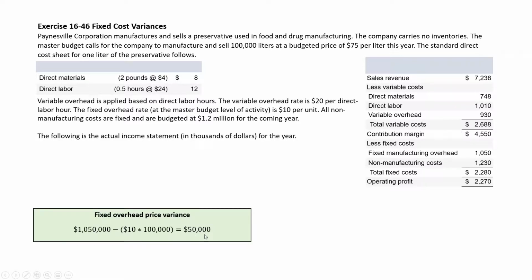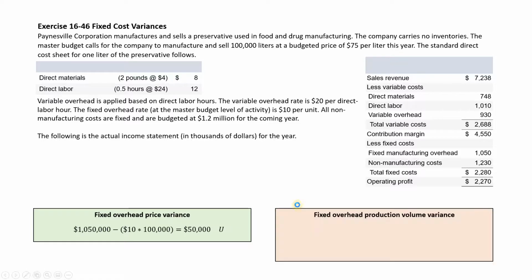Now, I do have to stop and think about, is this favorable or unfavorable? It is going to be unfavorable. So it is going to follow that pattern we did for the variable cost variances. If it's a positive number, it's unfavorable. If it's a negative number, it's favorable. But again, just in case you flip around the numbers that you end up solving for in the formula, the explanation is the actual cost is higher than what we thought it was going to be. So that's going to be unfavorable.